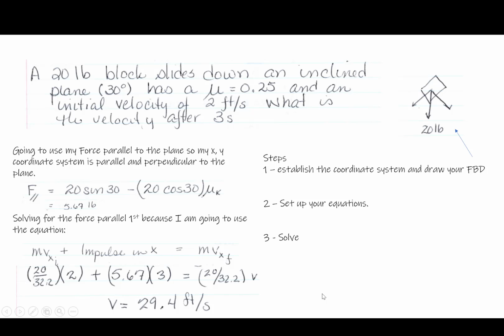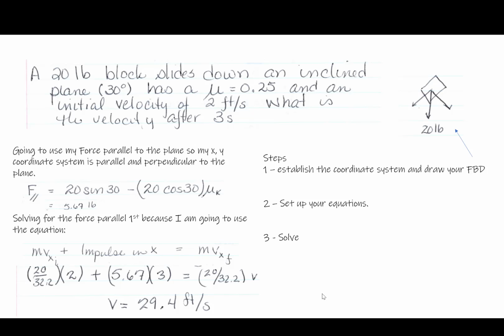So I'm going to do a real simple problem. I've got a 20-pound block that's sliding down an inclined plane, and you're going to use a 30-degree inclined plane. It's got a coefficient of friction of 0.3 and an initial velocity of 2 feet per second. We want to know what the velocity is after 3 seconds. Now, we're not actually talking in this case about impulse like we would normally think of, but we can use that same idea to help us with our problem.